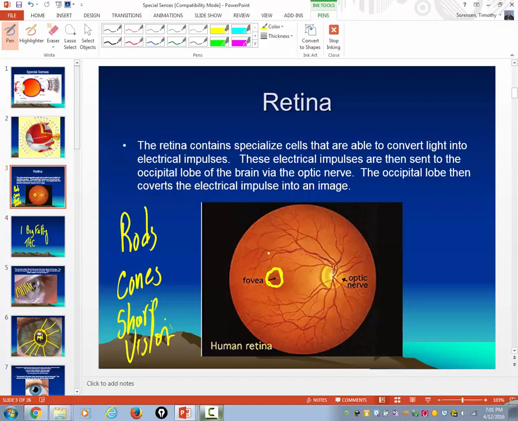And now as you move out into the periphery, the number of cones decreases. Therefore, determining specifics is difficult in the periphery, and the ability to identify colors in your peripheral vision is more difficult. Are you following that? Now watch.